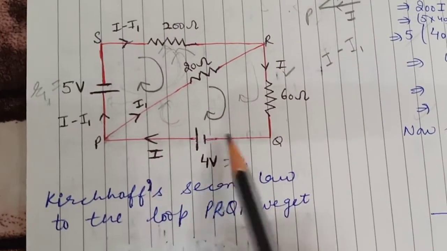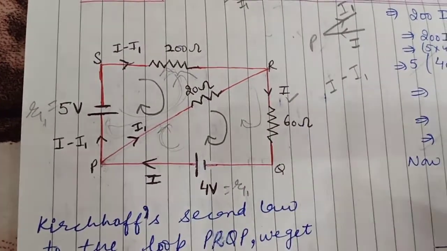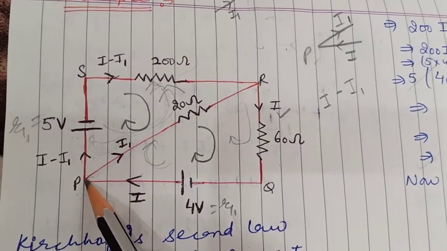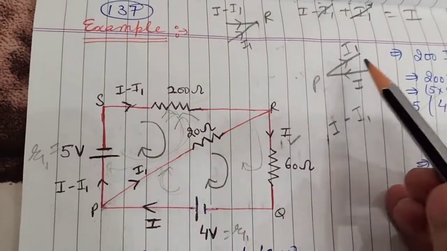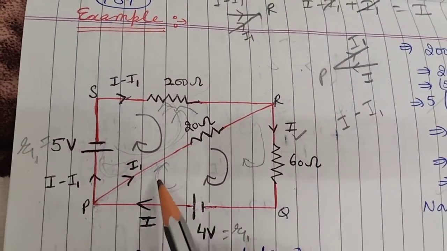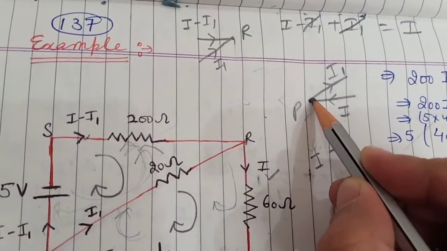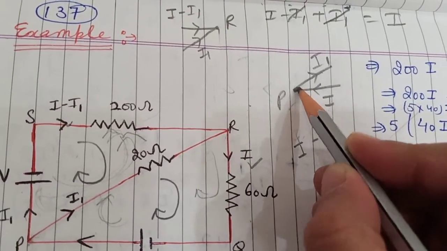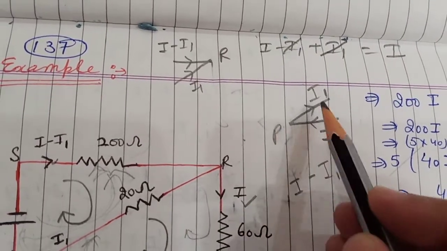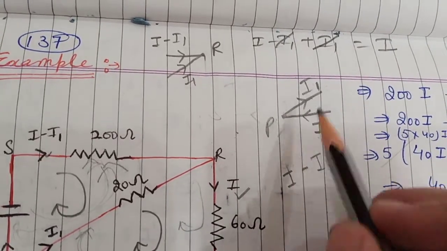Let I current be flowing in the branch QP and I1 current flowing in the branch PR. So the point P will act as a junction point, because at point P we have current I coming in from here and current I1 going out from here. Then according to Kirchhoff's first law, or the junction rule, the algebraic sum of currents at the junction point is 0. So the total current coming in is I, and I1 is going away from the junction.